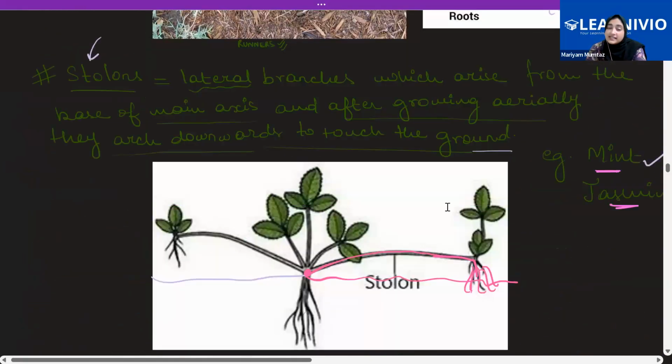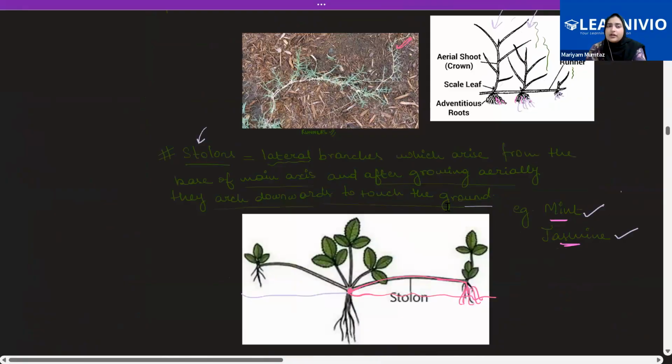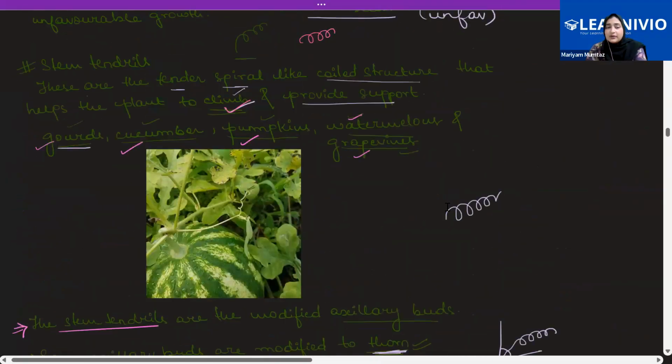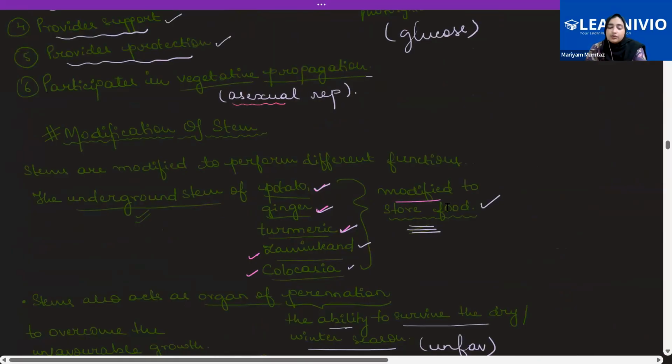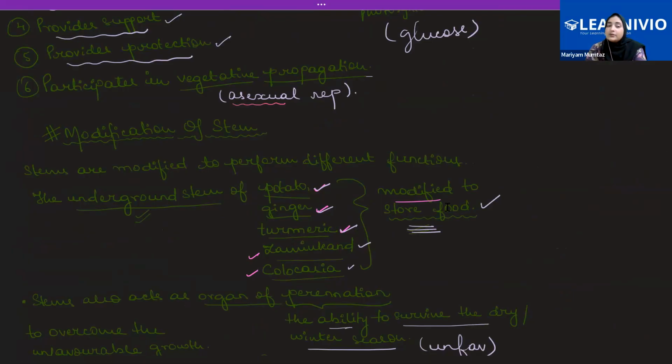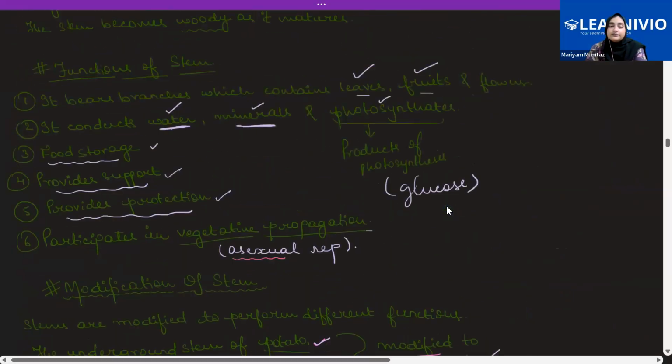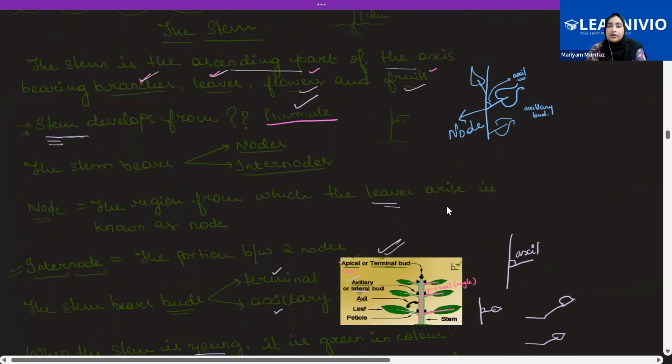modifications of the leaf. Just like how the roots were getting modified, same way the stem and the root and the leaf, every modification is there. So right now, the one that we are concerned with is the modification of the leaf. Okay, now you people note down.